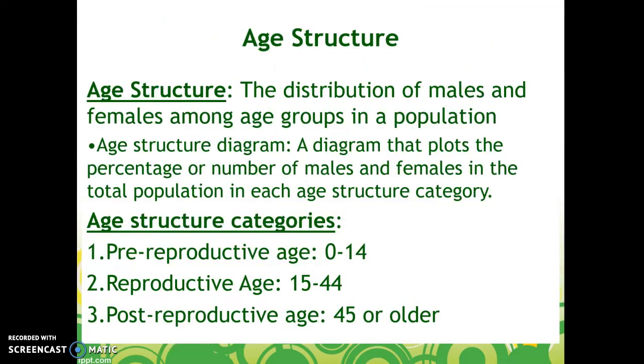So what is an age structure diagram? Age structure itself is the distribution of males and females among age groups in a population. An age structure diagram is just a diagram that plots percentages or numbers of males and females in each age structure category. The categories are pre-reproductive, which are ages 0 to 14, reproductive, which are 15 to 44, and post-reproductive, which is 45 or older.